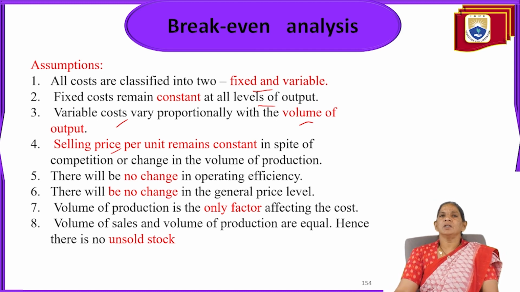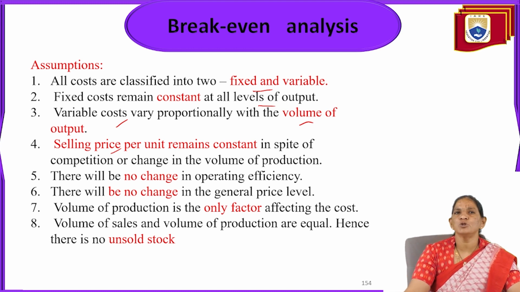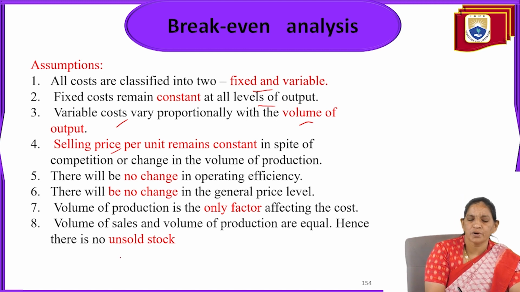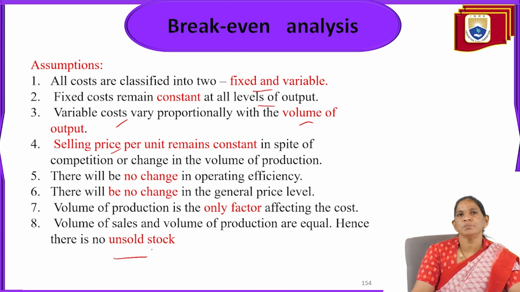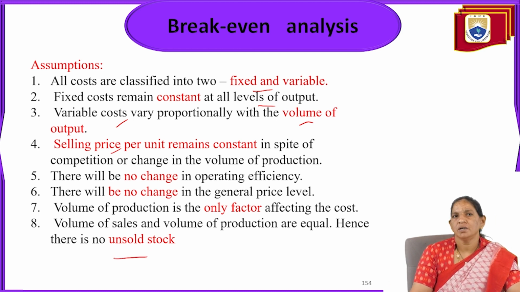And last on the list, another assumption is that the volume of sales and the volume of production should both be equal. Hence, there should not be any unsold stock. What we produce and what we sell must match. They must be equal.